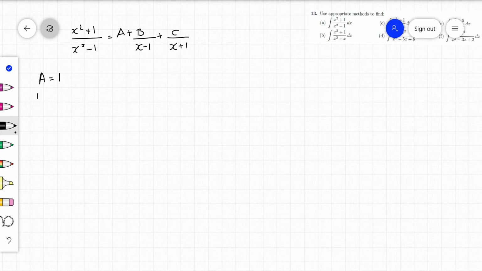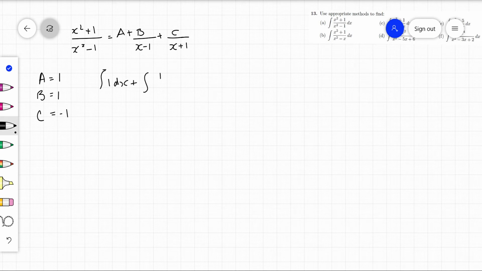For the B, we can use the cover-up method: cover up x minus 1 and sub in 1. So we've got x plus 1 on the denominator, which is 2, and we've got a 2 on the top, so we get a 1 again. And for C, we can cover up x plus 1 and sub in negative 1, and that will give us a negative 1.